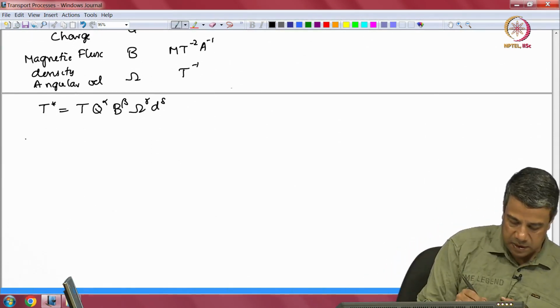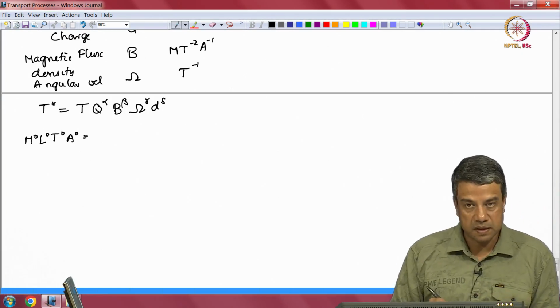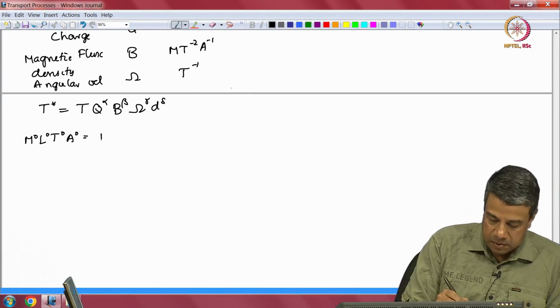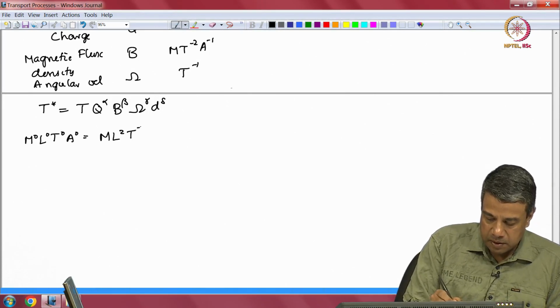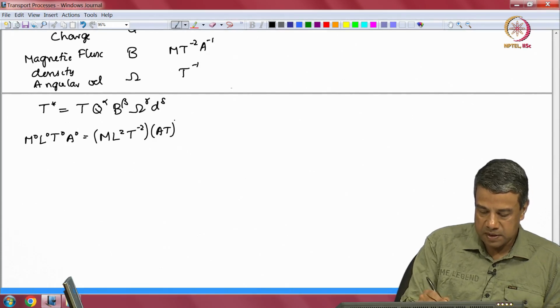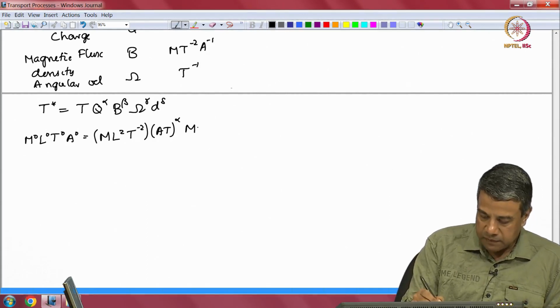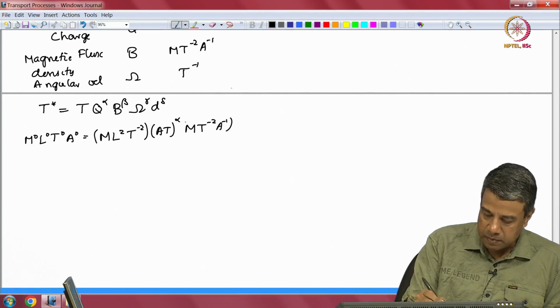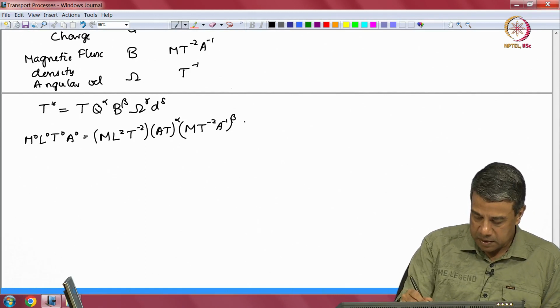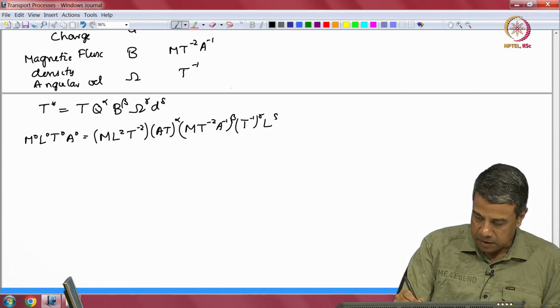So, once again m power 0, L power 0, T power 0, and now amperes power 0, because there is a current dimension here. It is going to be equal to m L squared T power minus 2, into current, charge is current times time, per alpha. Magnetic field intensity is m t power minus 2 A inverse per beta, times T inverse per gamma and L per delta.